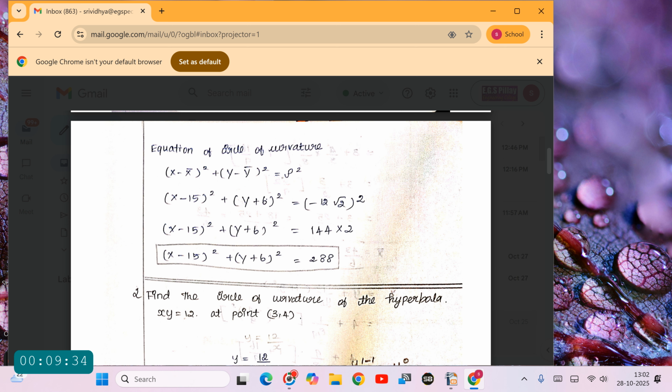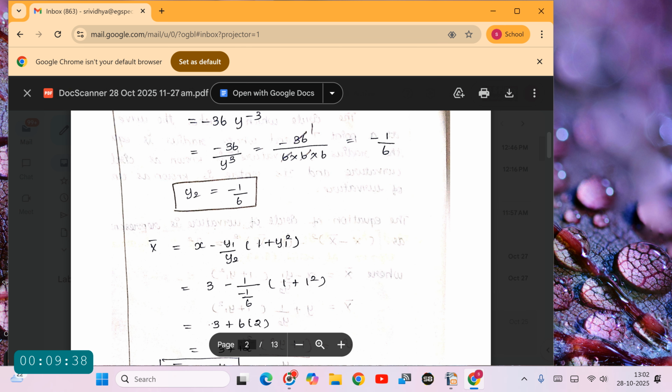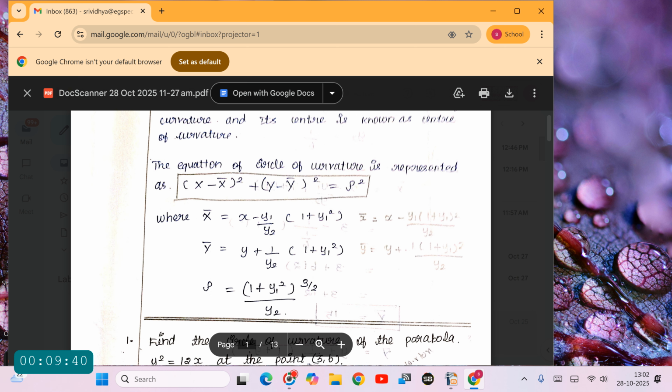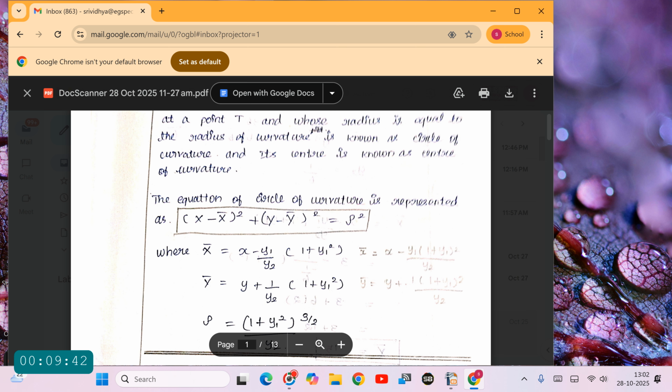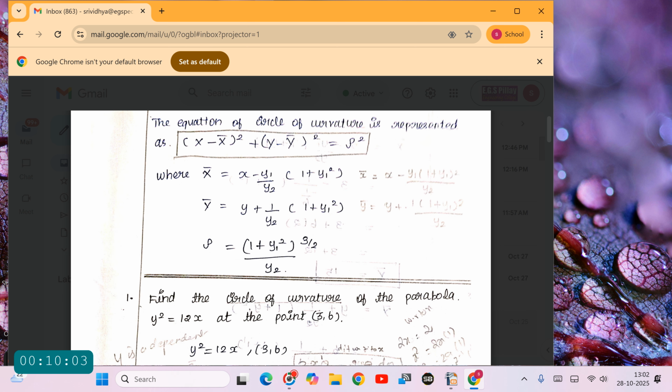Once again, we have to go through the previous part. This is the equation of the circle of curvature: x minus x bar the whole square plus y minus y bar the whole square equal to rho square. In this case, x bar is equal to x minus y1 by y2 into 1 plus y1 square, and y bar is equal to y plus 1 by y2 into 1 plus y1 square, and rho is equal to 1 plus y1 square whole power 3 by 2 by y2.